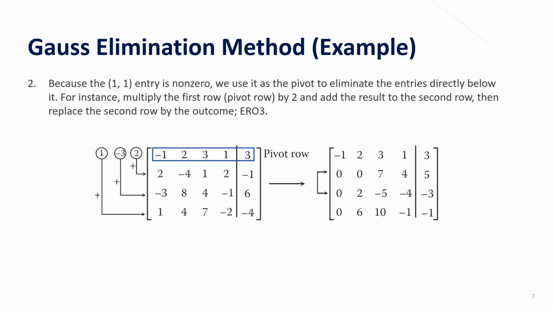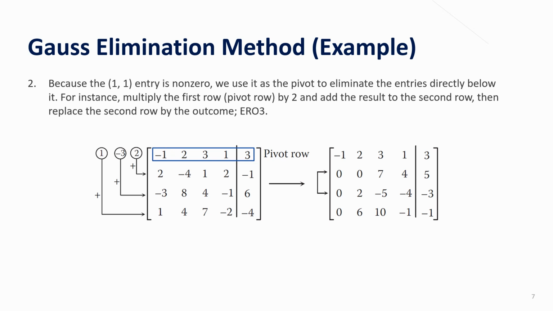Okay, so let's check here. First, we see that the value of the matrix in position 1, 1 is -1, and we can use this as a pivot row to eliminate the entries below that one. So here, for example, we want to eliminate this value. Make everything below this become 0. How do we do that?